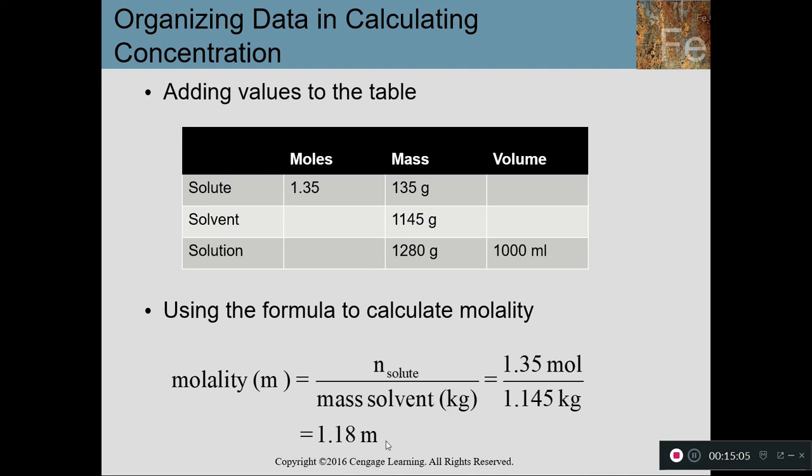Different concentration because of different units. The more water you have in the solution, the less concentrated it is, and the closer your molarity and your molality are going to be to one another.